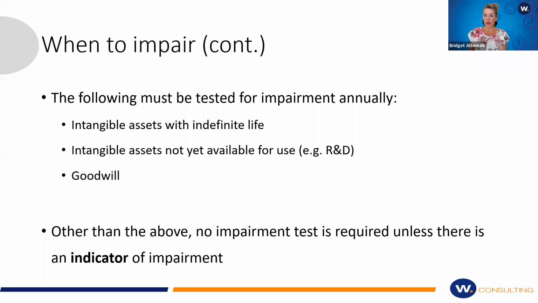Those have to undergo an impairment test in accordance with IAS 36 annually, irrespective of whether or not there is an indicator of impairment. In the case of all other assets, and remember here we are focusing on your non-financial assets, you only test for impairment if there is an indicator of impairment.